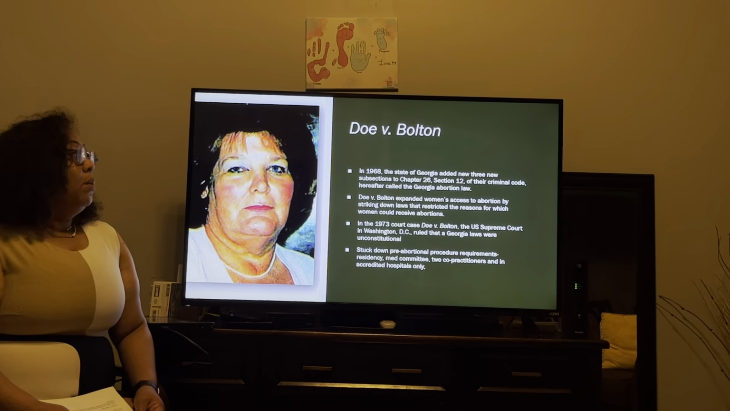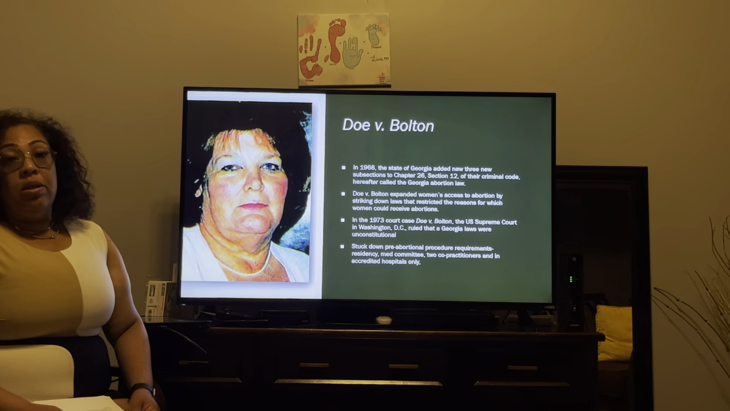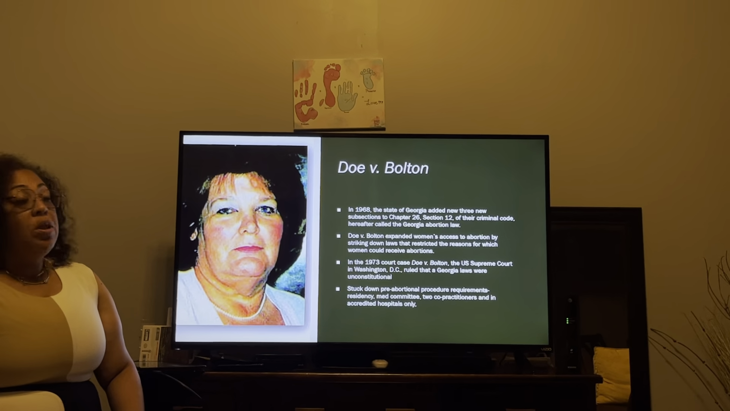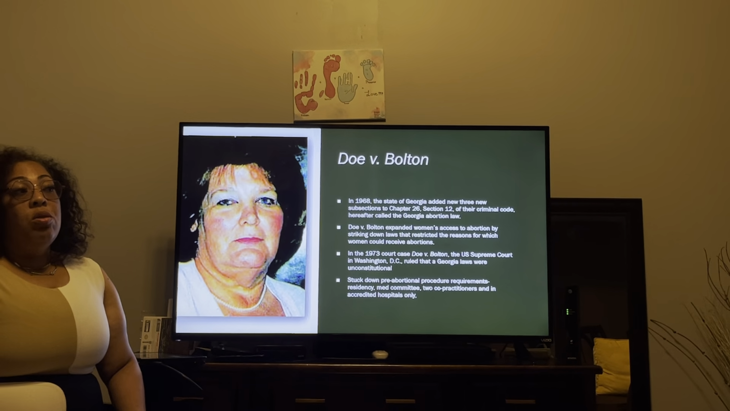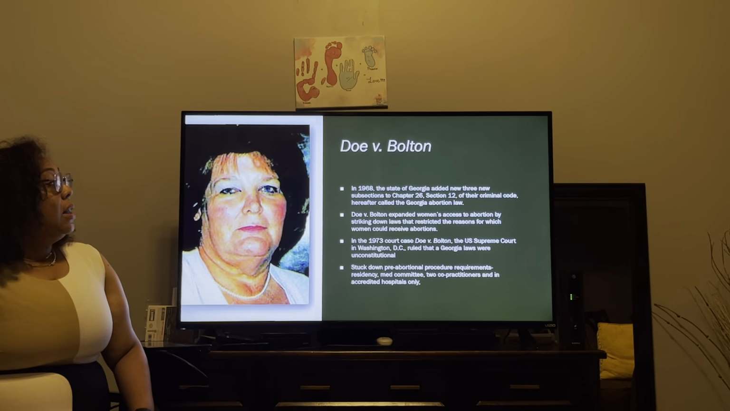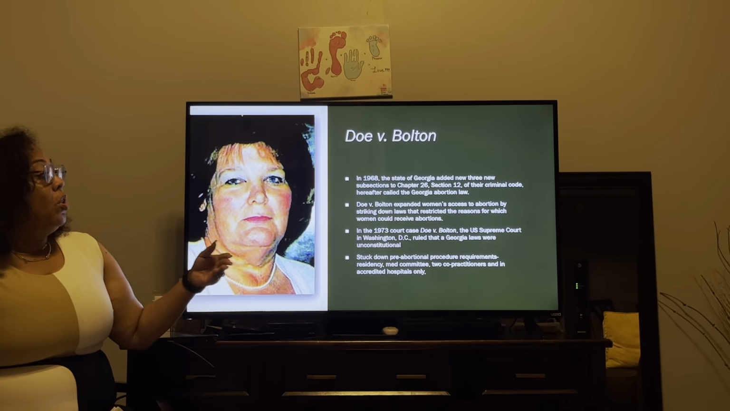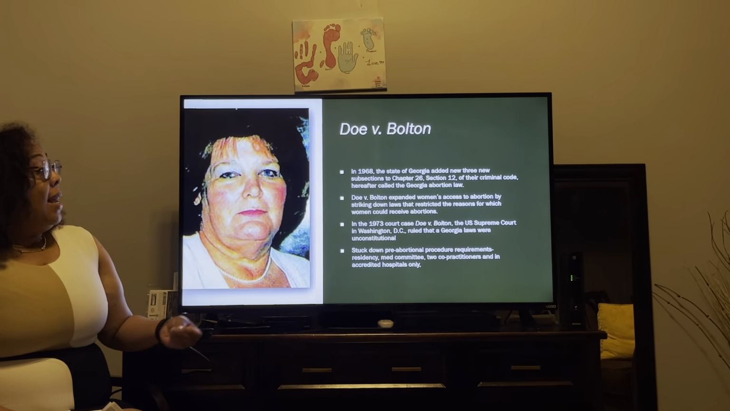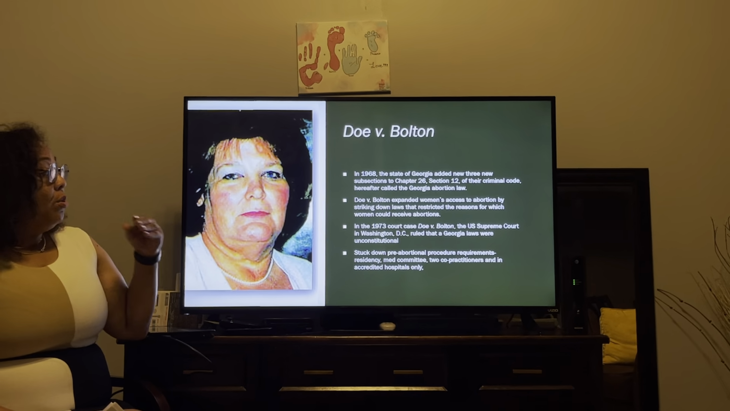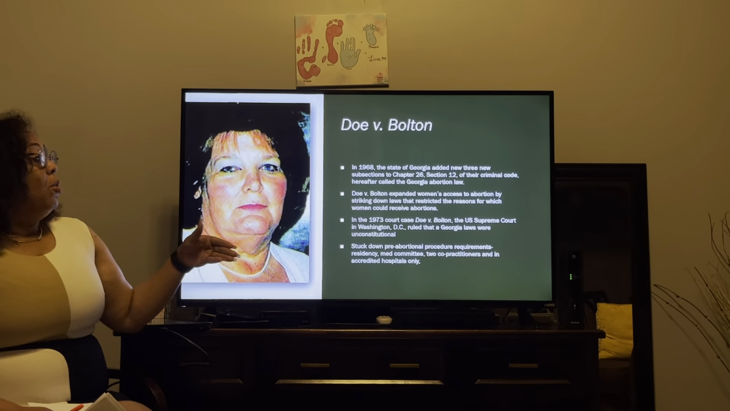Doe versus Bolton. This is another case that was conjoined with Roe versus Wade. A lot of people don't know a lot about Doe versus Bolton, but this also got the ball going because it preceded Roe versus Wade. In 1968, the state of Georgia added 3 new subsections to Chapter 26, Section 12 of their criminal code, hereafter called the Georgia Abortion Law.